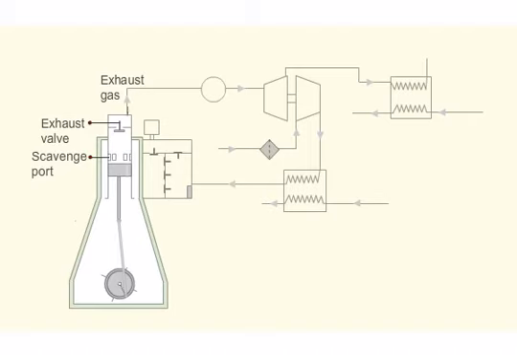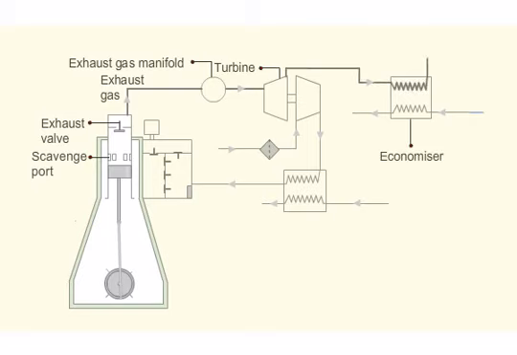The exhaust gas passes through the turbine side of the turbocharger via the cylinder exhaust valve and exhaust gas manifold. The exhaust gas drives the turbine. It also passes through the economizer where it is used to convert the feed water into steam. The turbine is connected to a centrifugal blower. The rotation of the turbine rotates the blower.